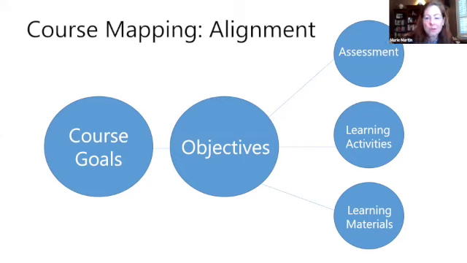So essentially a course map helps you decide how your course goals will build on one another and how they scaffold. So a course map helps you decide on your course goals, and it helps you think about how you align your course. So alignment is a key part of backward design, and it's visualized through the course mapping process. So it's the direct link between your course goals, your objectives, and then your assessments, your learning activities, and your learning materials.